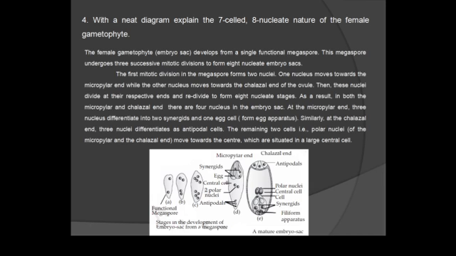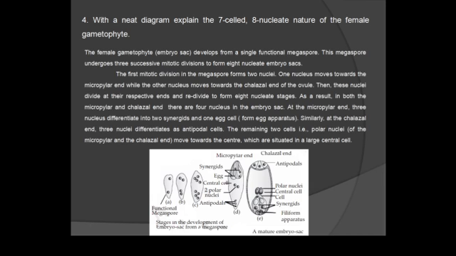So the micropylar end always bears the egg apparatus. The chalazal end always bears the antipodals. So the antipodals are 3 in number, the egg apparatus 3 in number. In the central cell there are 2 nuclei, hence it is considered diploid. This diploid condition is produced due to the fusion of 2 polar nuclei.